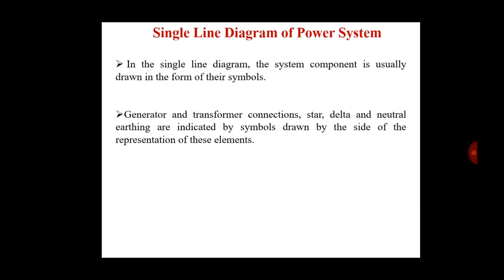Next, in the single line diagram, the system components are usually drawn in the form of their symbols. All components are drawn using their symbols. Generator and transformer connections, star, delta, and neutral earthing are indicated by symbols drawn by the side of the representation of the element.